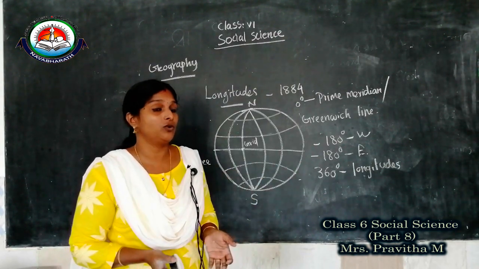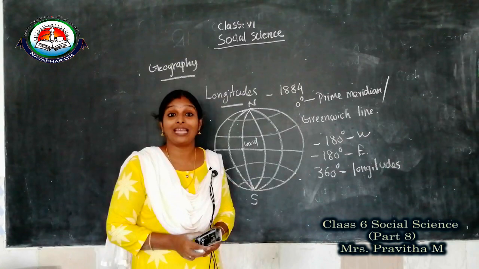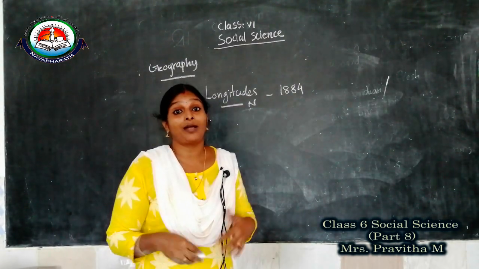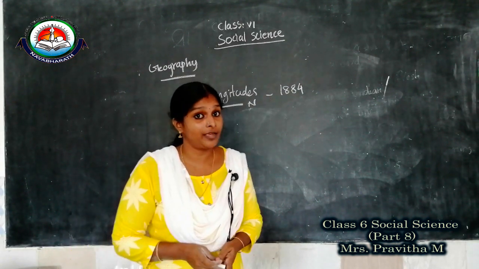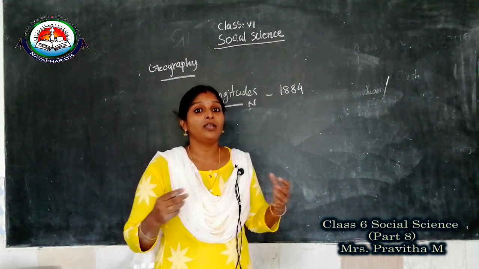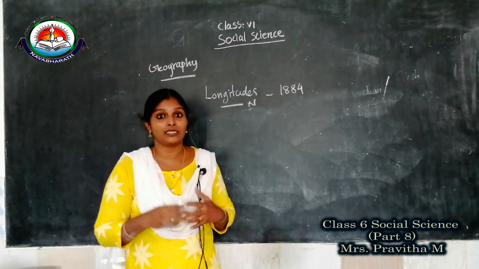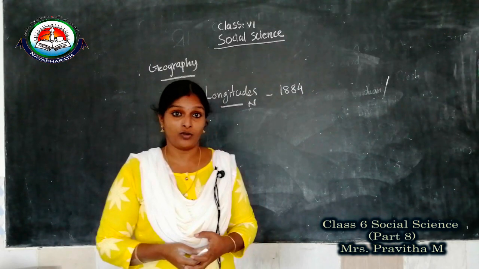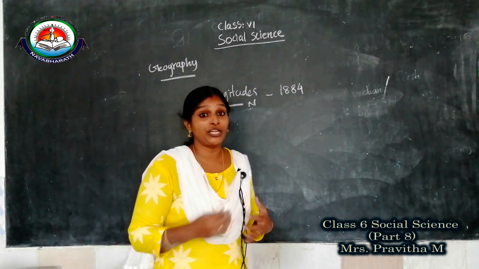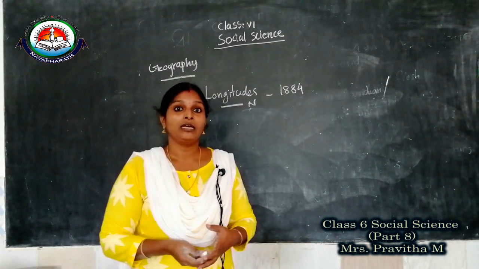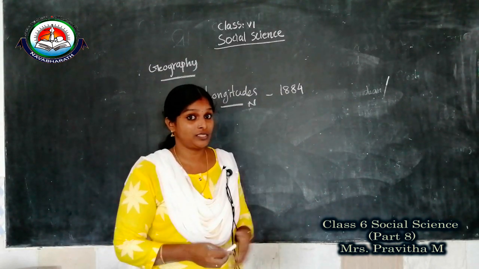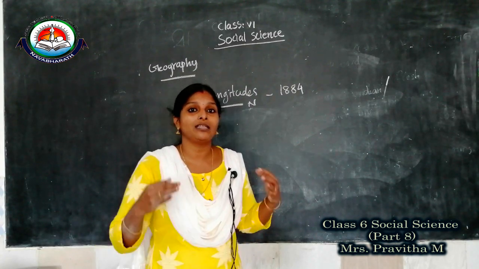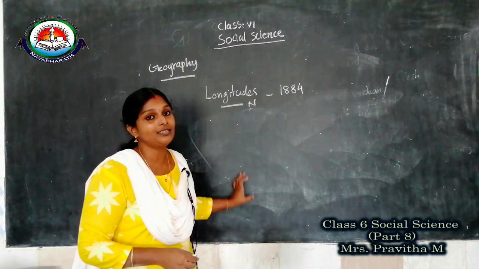Already ma'am discussed, longitudes are mainly used for calculating time. Children, in earlier times, how did we calculate the time? We looked at the seasons, the changes in season, and the phases of the moon. Sometimes we looked at the shadow. In the afternoon the shadow will be shortest, and in the evening and morning the shadow will be longest. Based on the shadow, we calculated the time.